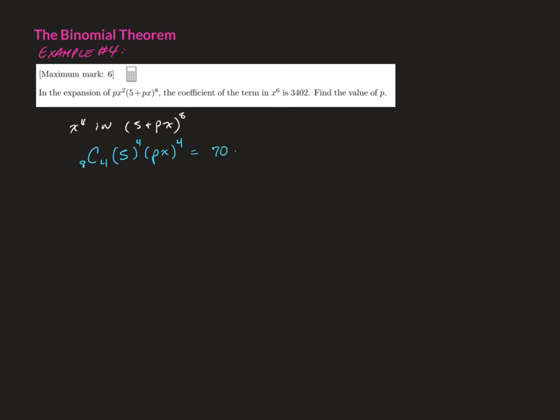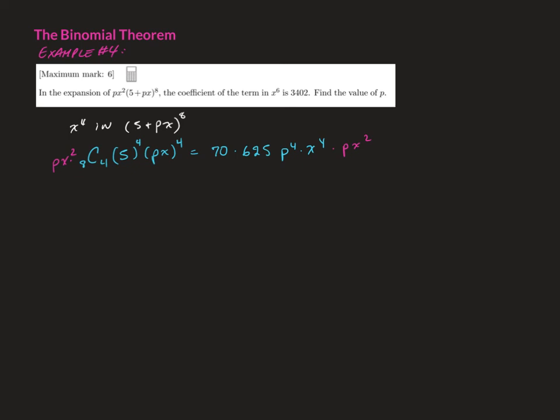5 to the power of 4 is 625, and px to the power of 4 is p power 4 times x power 4. Now to get the total term, we need to multiply both sides by px squared, because that's the original polynomial that we should be looking at. And so with that, we get the x power 6 that we wanted. Now let's just focus not on the x's, but just on the numbers for the coefficients, now that everything is fixed to x to the power of 6.